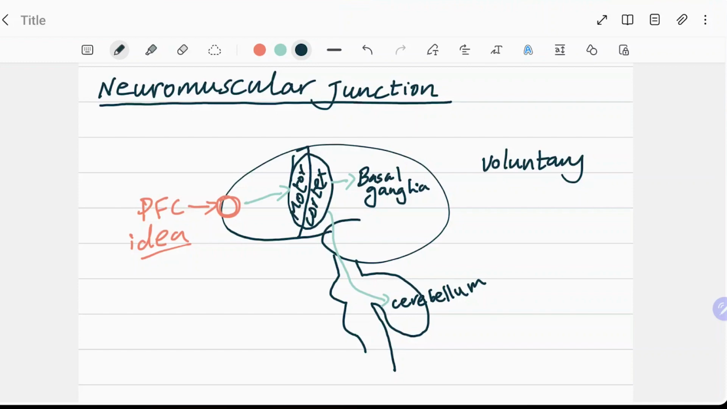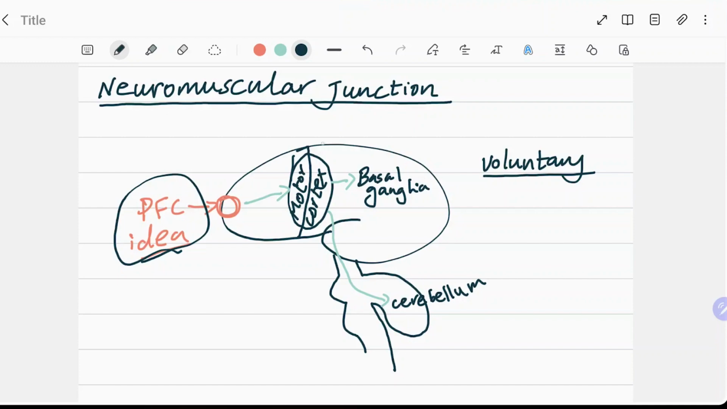Voluntary movement, like you intend to pick up a mobile phone in your hand, or you want to pick up a pencil from a desk, or open a door or something like that. For that, you make the intention. So the intention or the idea begins in the front of your brain, in this area called the prefrontal cortex, and other association areas of the cortex that give this idea.